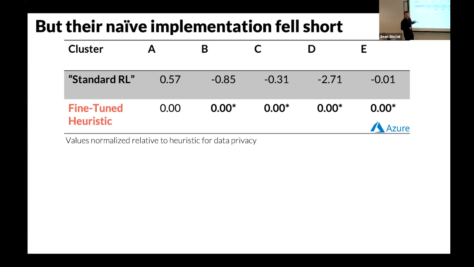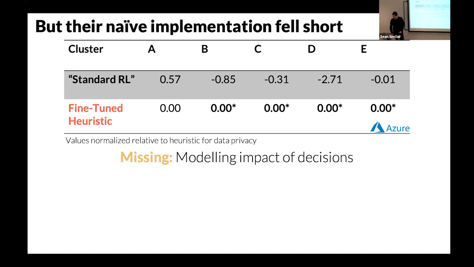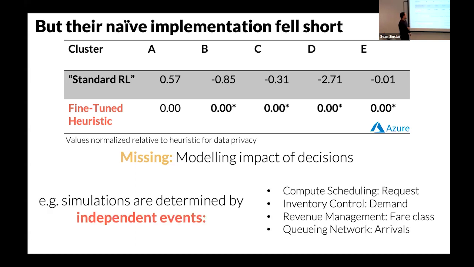hopefully improve, right? And from a kind of theoretical perspective, and what we'll see today is that oftentimes what these algorithms are missing is a modeling the impact of the decisions that the algorithm is going to make. And so specifically in this problem, all of the simulations are determined by independent random events. Those random events are each day, one of us goes online, right? Says, I want a cloud server for 1 day.